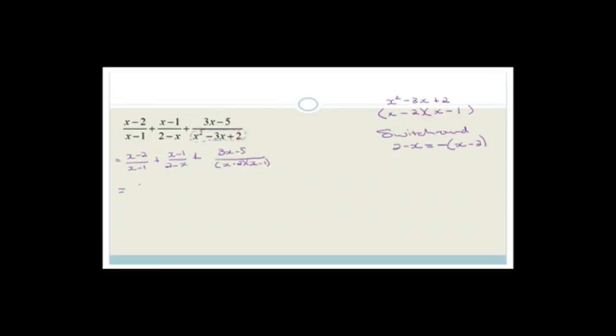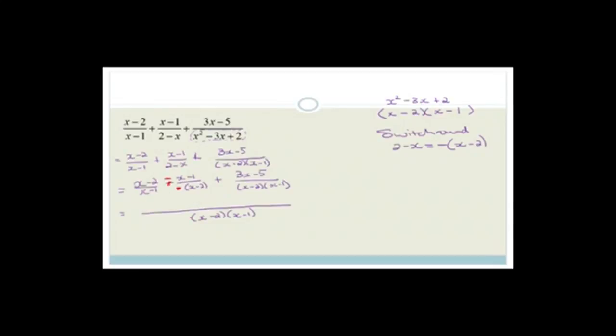So this becomes x minus 2 over x minus 1 plus x minus 1 over minus (x minus 2) plus 3x minus 5 all over x minus 2, x minus 1. Okay, so do you agree therefore I can take out a common denominator of x minus 2, x minus 1. We don't have to worry about that minus because we're going to fix it now. Okay, so how are we going to fix it? Well, do you agree that a plus times a minus is a minus? So I'm going to change this to a minus. Okay, now we can do this.